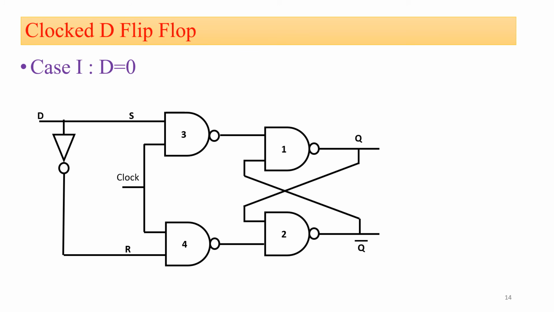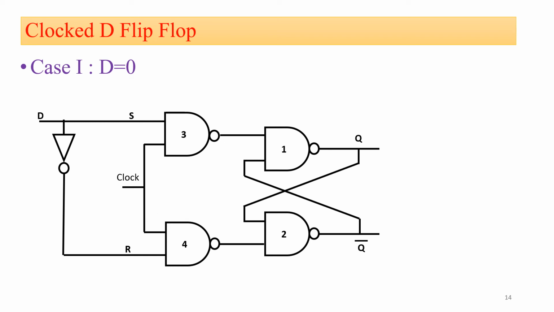Now here the same circuit is used, but in between your S and R one inverter is used. Now due to this inverter, your S and R are always complements of each other. So due to these complements, the first and the last case of our SR flip-flop is always avoided, that is 0 0 and 1 1.